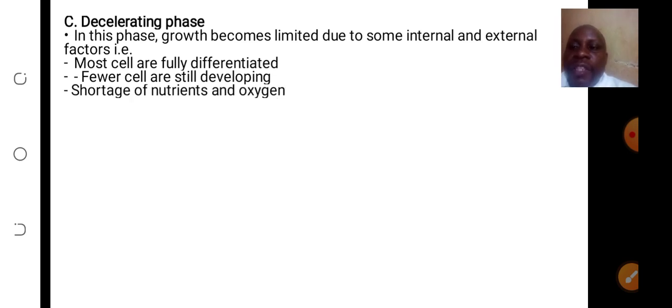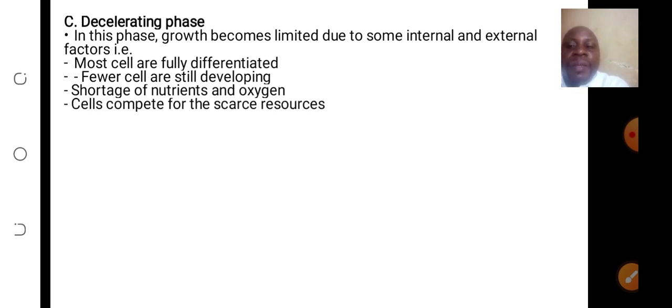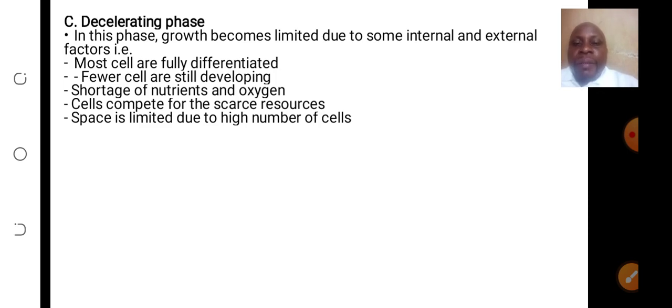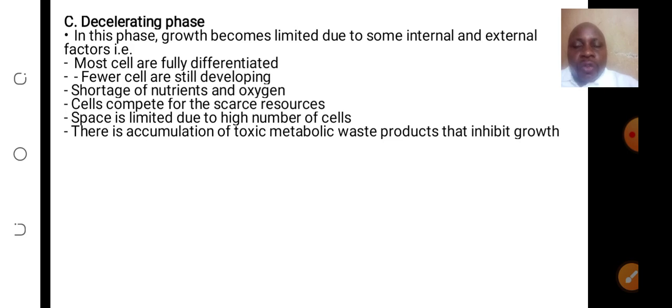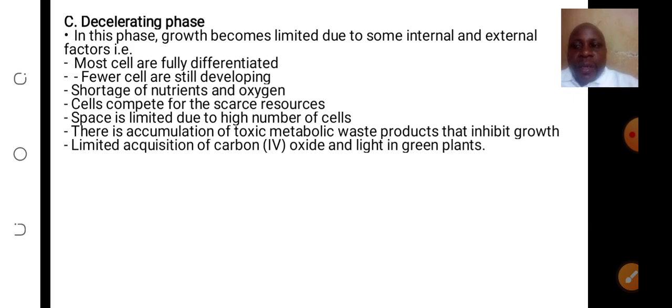Then there might be some shortage of nutrients and oxygen, hence growth is decreasing. Cells are competing for scarce resources. Competition must have set in. If you're dealing with organisms, you'll also say that organisms are competing for nutrients, which are scarce. Space may also be limited if we're dealing with cells, and there is also accumulation of toxic metabolic waste, and this will prevent growth. Lastly, if you are dealing with plants, because of the high increase in population, there might be limited acquisition of carbon dioxide and light in green plants. This will lead to diminishing growth.